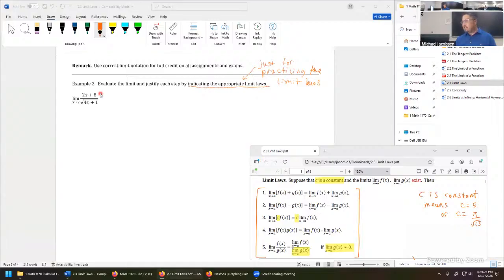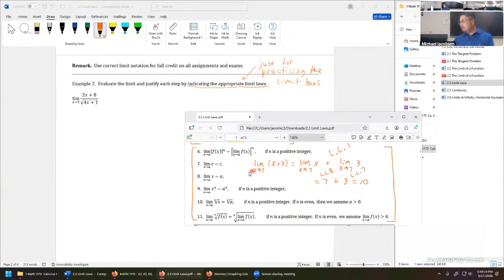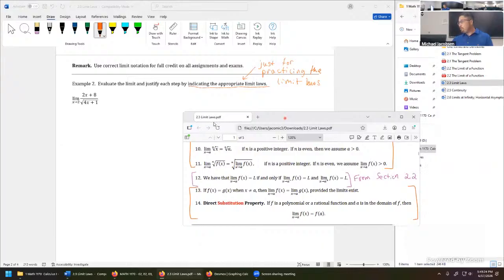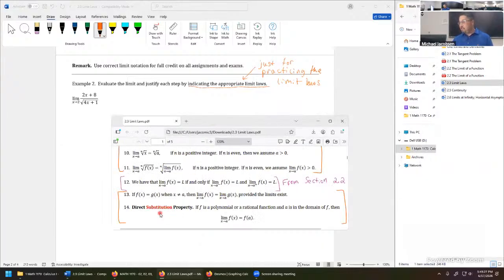So let's go slowly. There's lots going on in this limit. We have a 2x plus 8 divided by the square root of 4x plus 1. One property that we've been looking into are properties like these, where we can sometimes just directly substitute in a value. The power function allows that to work. That happens to be a polynomial. And property number 14, this is in red because I misspelled it on the first run through. That's the correct spelling of substitution. It says if the function is a polynomial or a rational function and a is in the domain, then the limit of that function, polynomial or rational, is found by just taking a, plugging it right in.